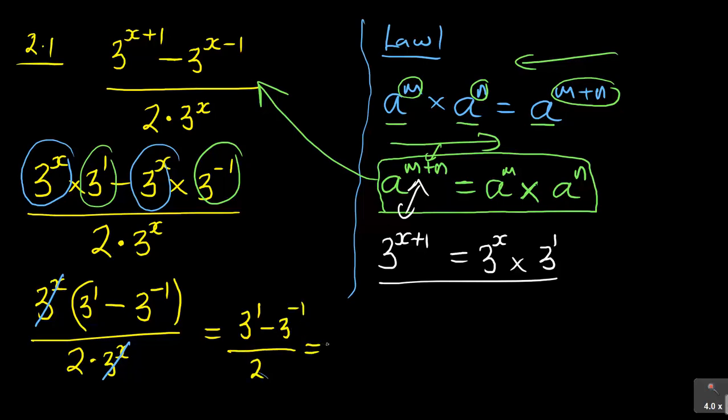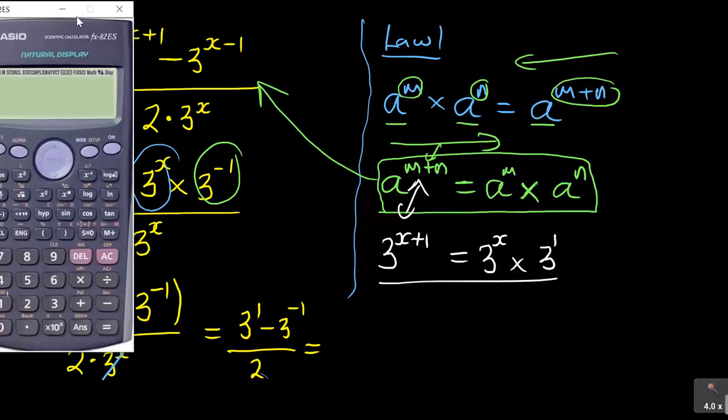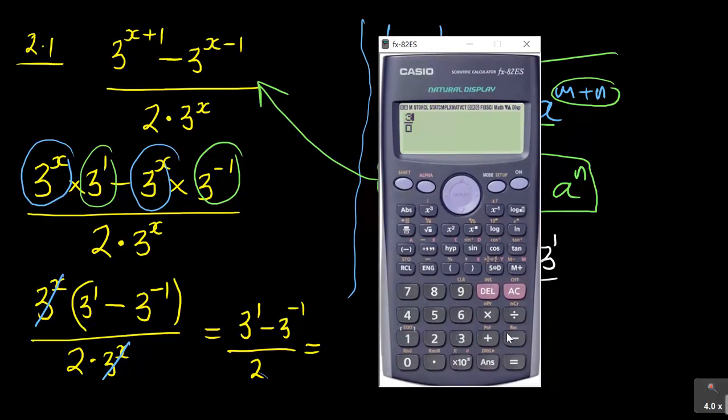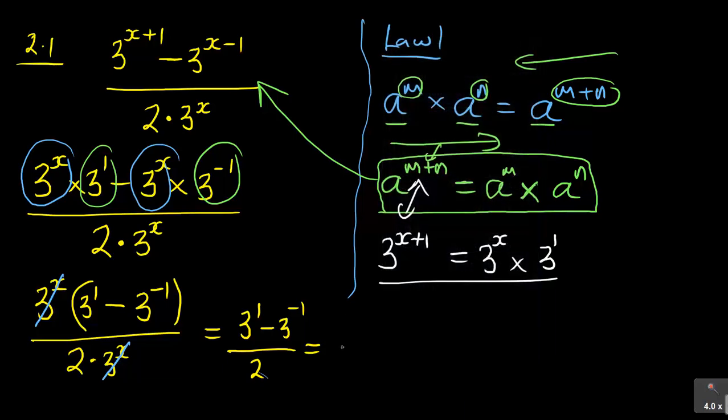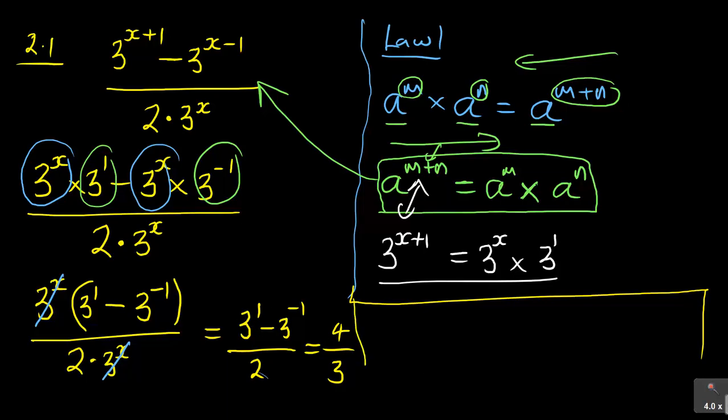You can literally write the final answer straight away from here, which will be 3 to the power of 1, which is 3, minus 3 to the power of negative 1, all over 2. Then it can give you the answer as 4 over 3 in that case. But now, should they have said simplify without using a calculator, what you could have done, you could have said, now from here, 3 to the power 1 minus 3 to the power negative 1 over 2. This is the same as 3 minus 3 to the power negative 1, which is 1 over 3, over 2.